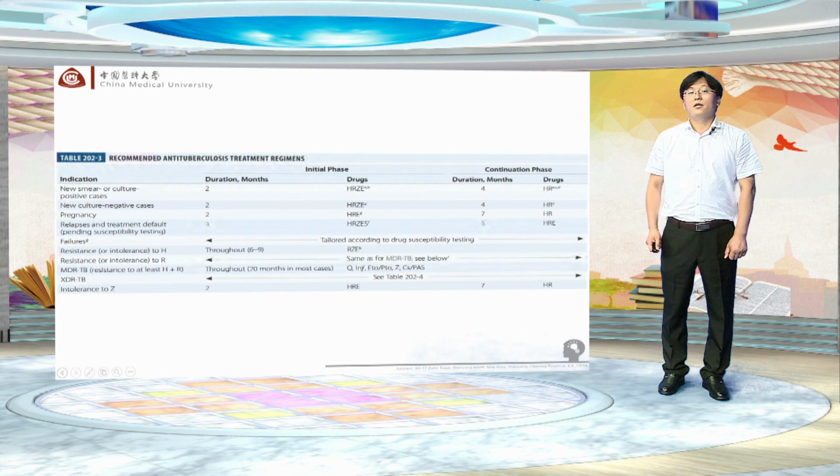This is the regimen recommended by WHO for anti-tuberculosis treatment. For different types of infection, like new smear or culture positive, or smear negative cases, or even patients with pregnancy, or patients with XDR or MDR, we have different types of regimens for them. We are not going to go through all the details here, but please read them yourself.